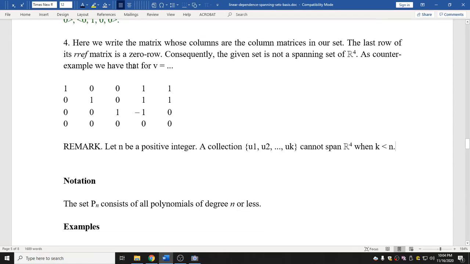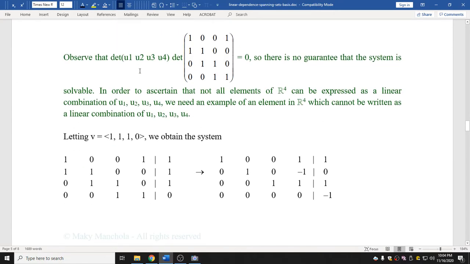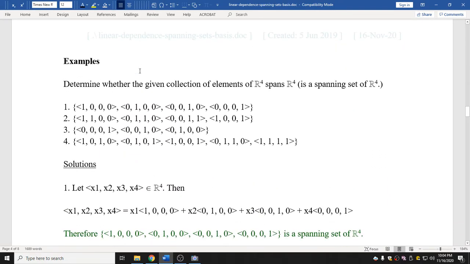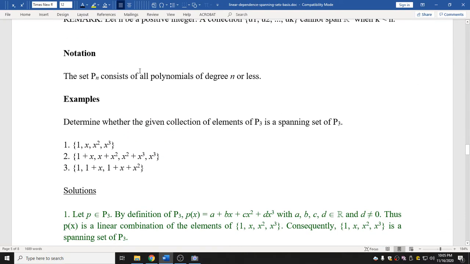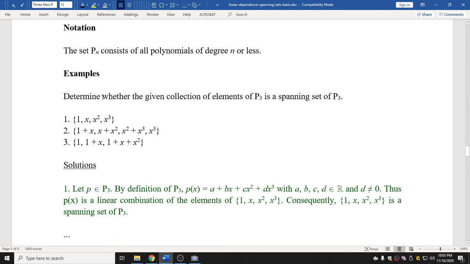Okay, let's take a look at some function spaces. In particular, polynomials of degree n or less. So, examples. Determine whether the given collection of elements of P3 is a spanning set of P3. So for number 1, I have 1, x, x squared, x cubed. So this time my generic elements are polynomials of degree up to 3.